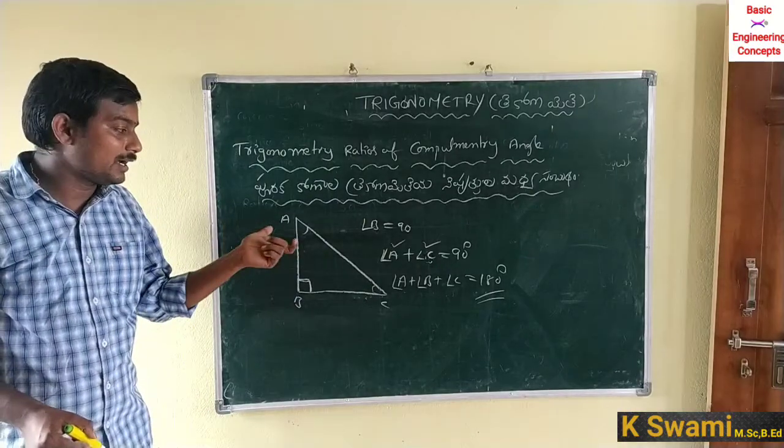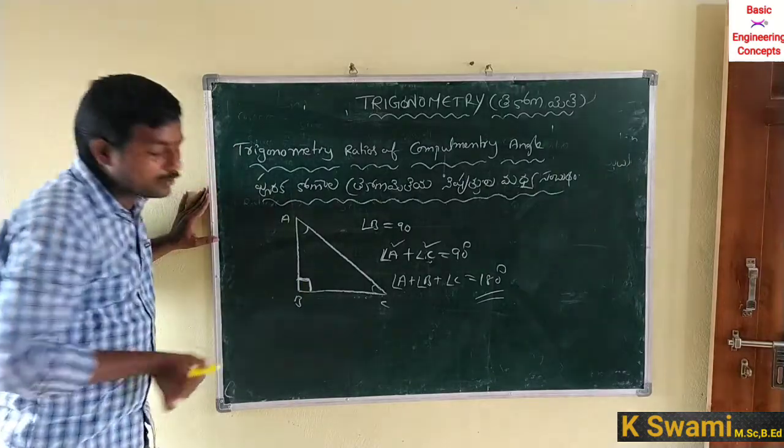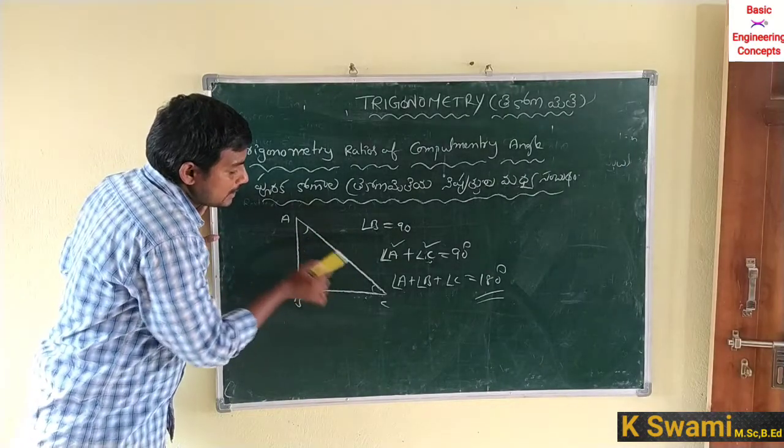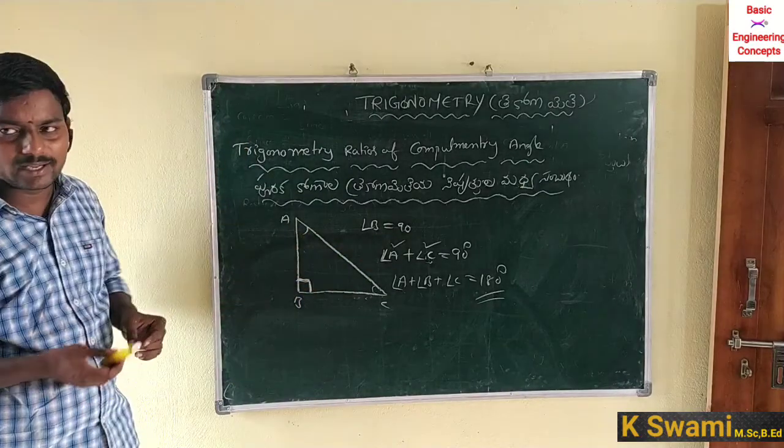A right angle triangle means one angle is equal to 90 degrees. The sum of the other angles is equal to 90 degrees. The other two angles are called complementary angles.